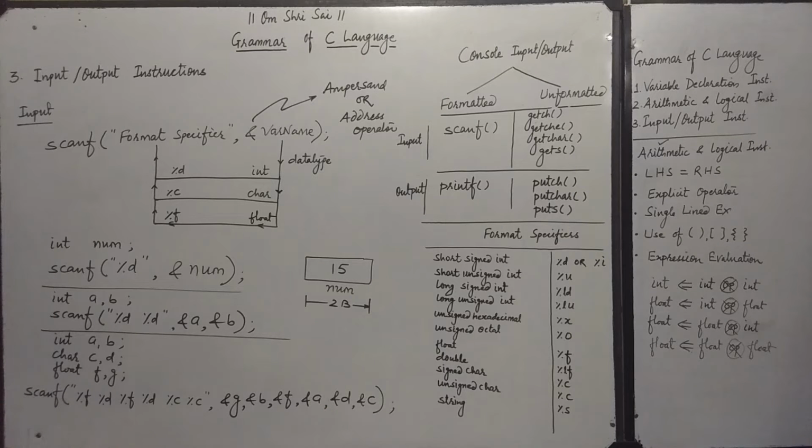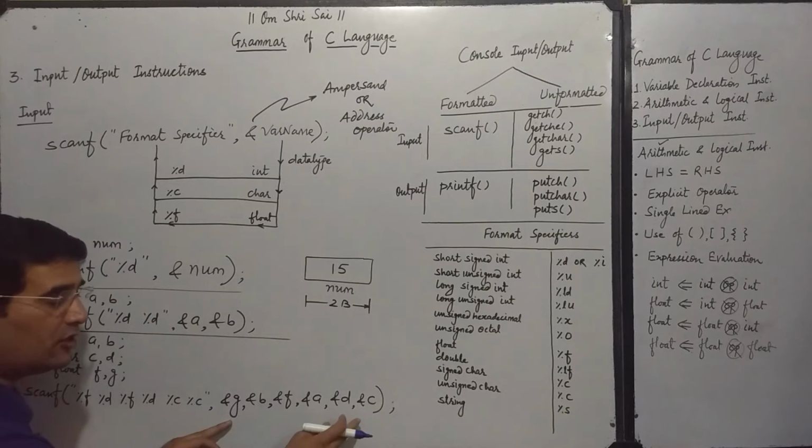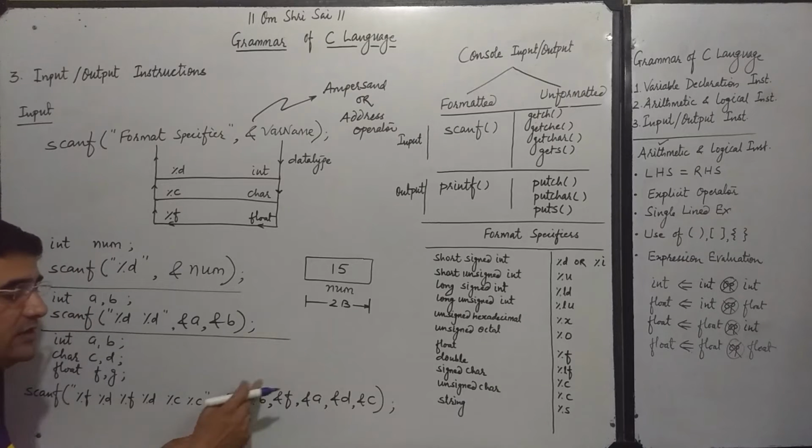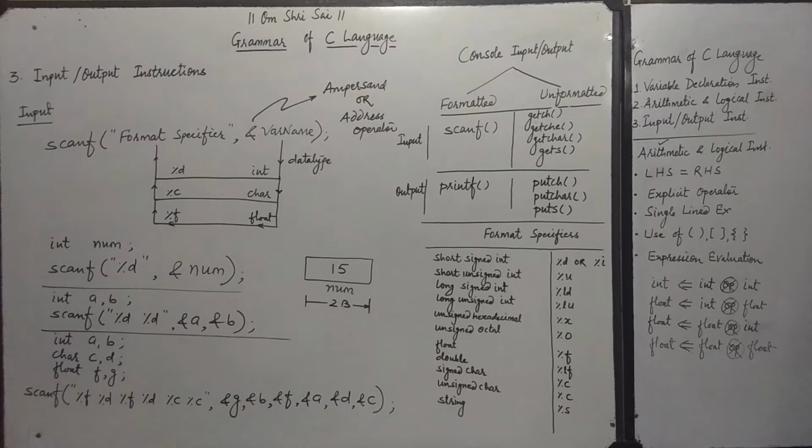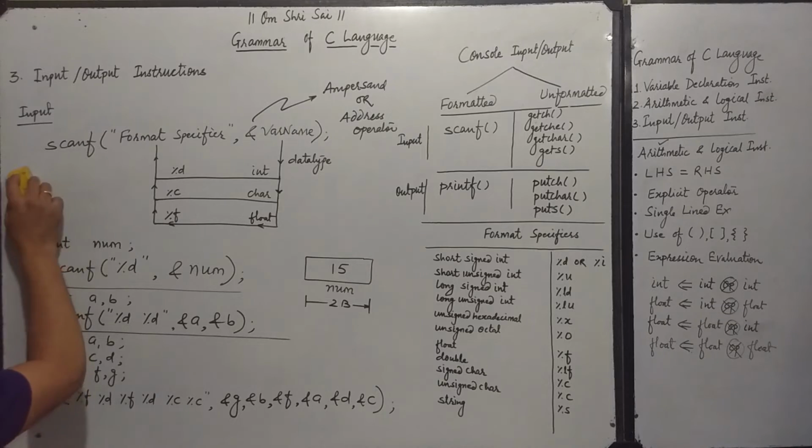So whenever we want to scan values for more than one variable, the corresponding format specifiers must be specified with the corresponding variables, as a comma separated list of variables with ampersand. This way you can scan many values of different types. Now we will move toward the output.